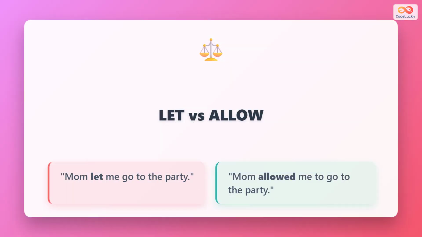Let and allow both mean permission but different structure. Mom let me go uses base verb. Mom allowed me to go uses to infinitive. Let sounds more natural, casual, allow more formal.